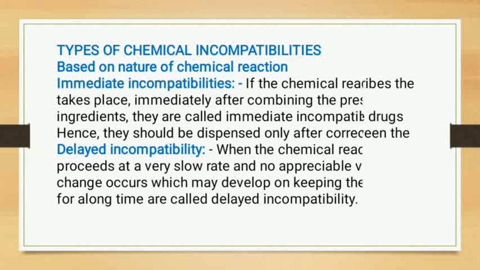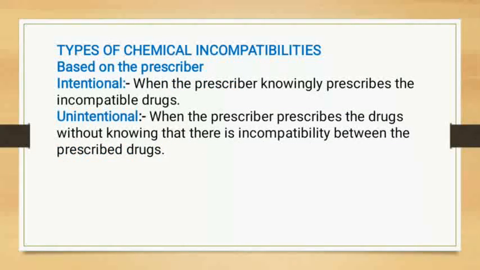Okay, then moving to the next one, that is based on prescriber. It can be again of two types. The first one is intentional and unintentional. So when the prescriber knowingly prescribes the incompatible drugs, that is intentional. He knows what he has done, right? Intentionally. Whereas unintentional means when the prescriber prescribes the drugs without knowing that they are incompatible. So if it is done unwillingly, unknowingly, at that time it is known as unintentional.